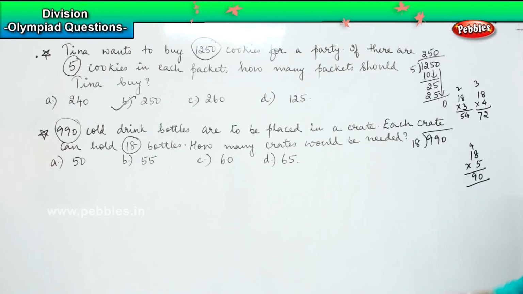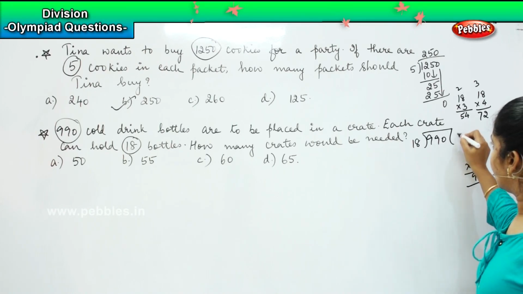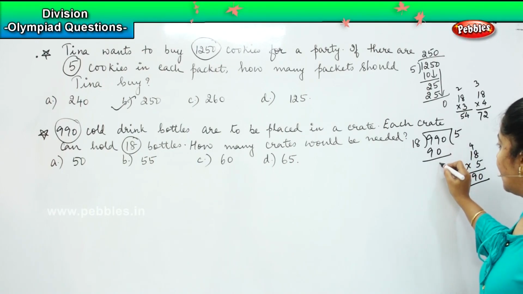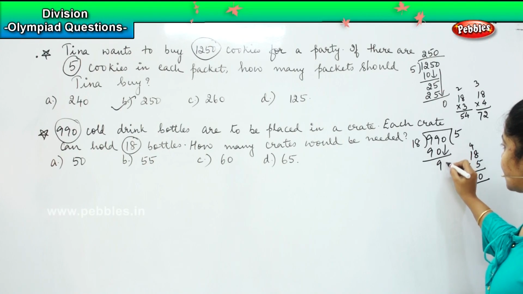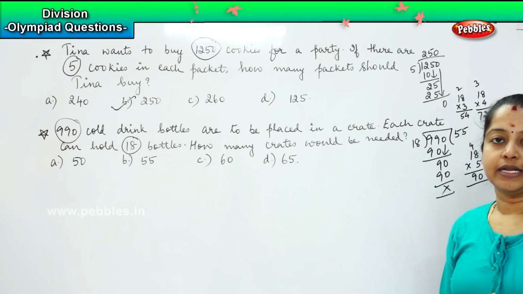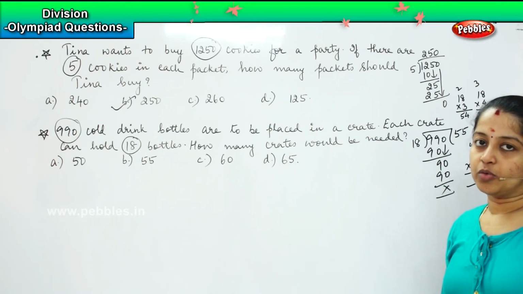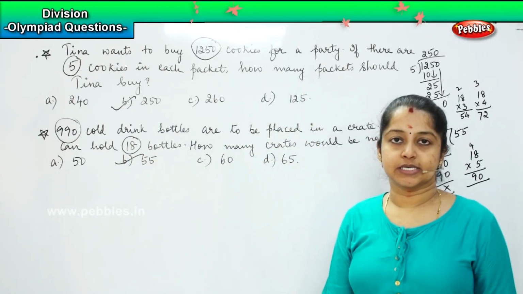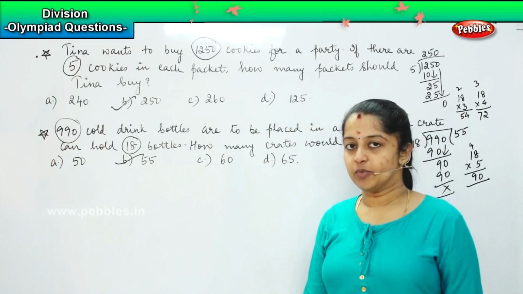So 18 is exactly getting divisible into 90 for 5 times. So here it is 5, it is 90, 9 minus 0 is 9, this 0 is carried forward here, 5 again, 90, balance is 0. So which means that 55 crates are needed in order to carry 990 cold drink bottles. Okay. So option B, 55 is the right answer. Clear? Shall we move ahead?